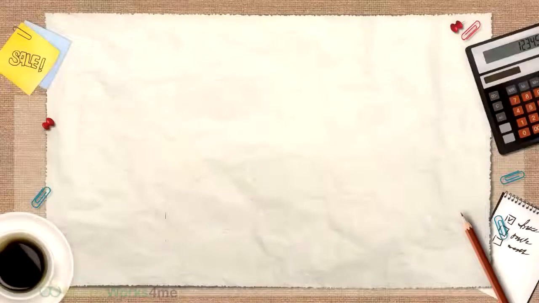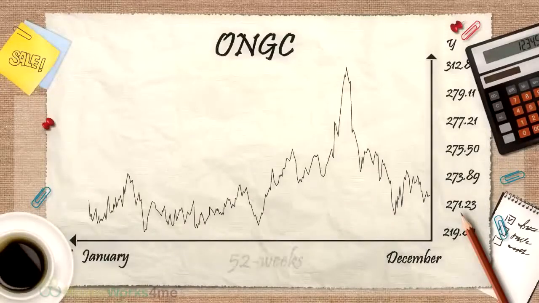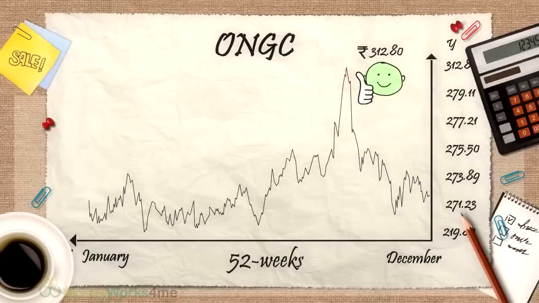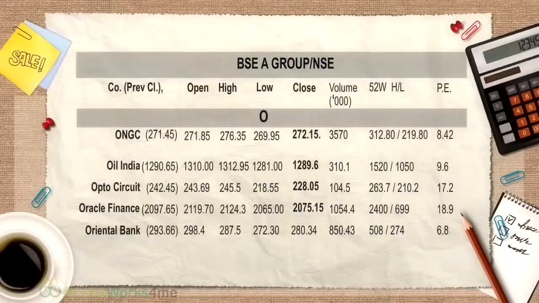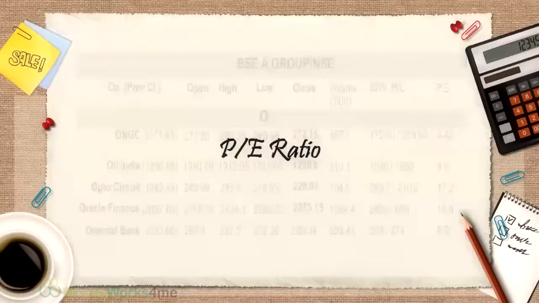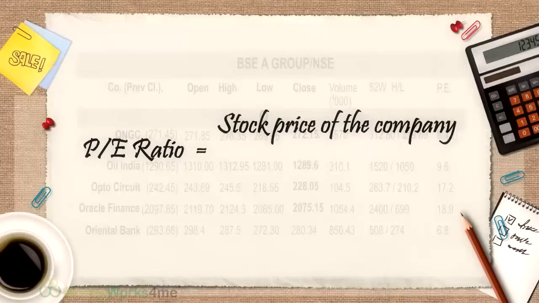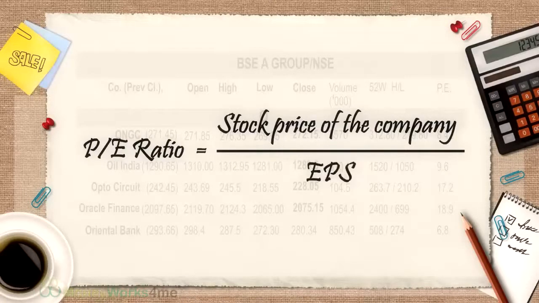1 year. In this case, during the preceding 52 weeks, ONGC had touched a high of Rs 312.80 and a low of Rs 219.80. The last column is the PE ratio, which in this case is 8.42. The PE ratio is the ratio of a company's stock price to its earnings per share. But more on this later.